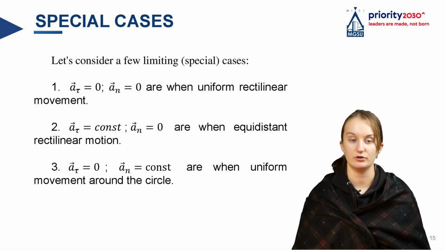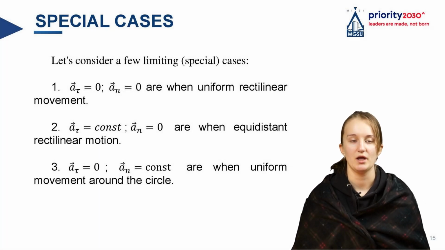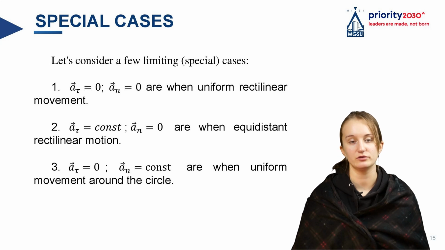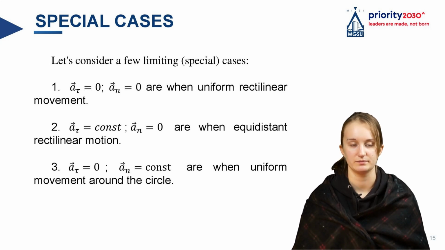Let's consider a few limiting special cases. The first case is uniform rectilinear movement. The second one is equidistant rectilinear motion. The third one is uniform movement around the circle.